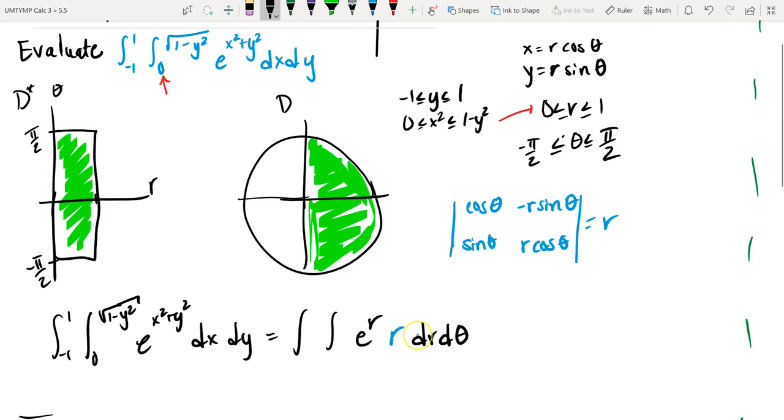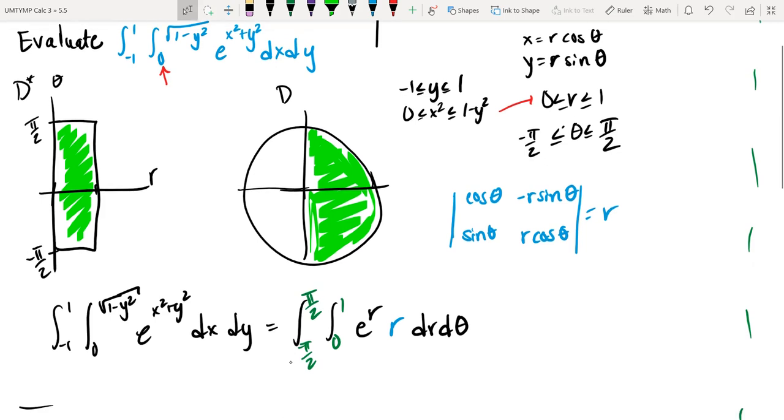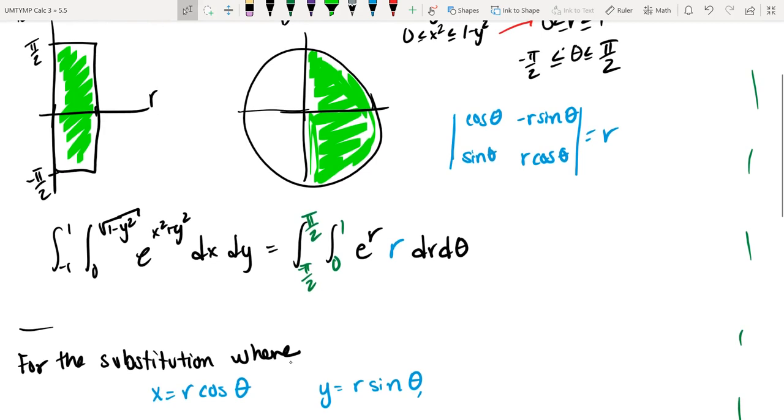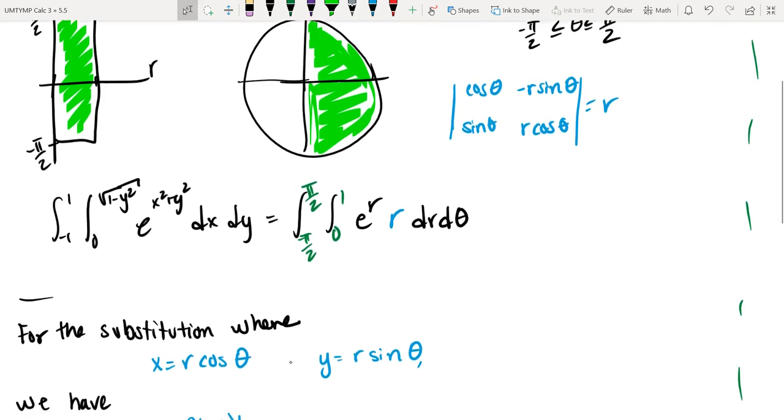Just make sure that the bounds match, so r goes from 0 to 1, and then in this case we go from negative pi over 2 to pi over 2. And that's going to be our example. Then this next part is a wrap-up or a summary of that.